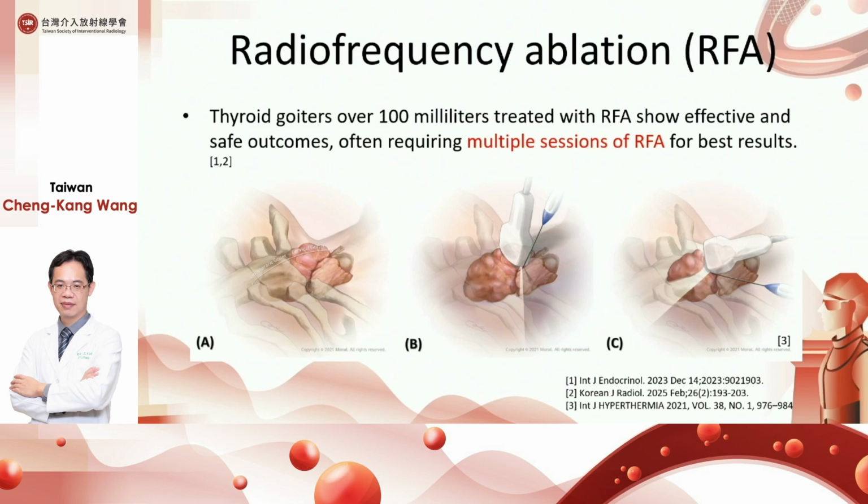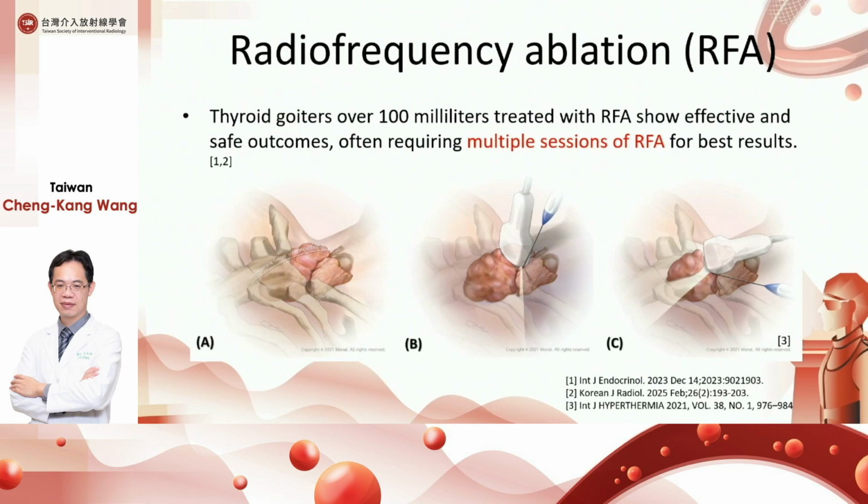To achieve a satisfactory clinical result, thyroid goiter over 100 milliliters often requires multi-session RFA. To see the intrathoracic goiter, the ultrasound transducer was placed cranially to the clavicle with a caudal tilting angle. However, the lower portion of the thyroid goiter is often difficult to identify.